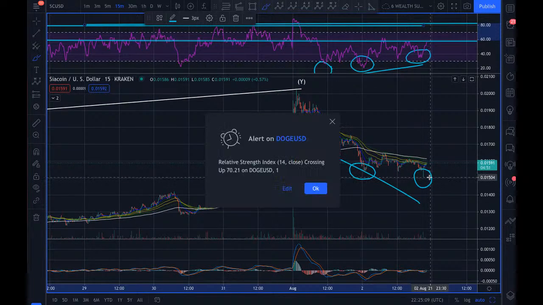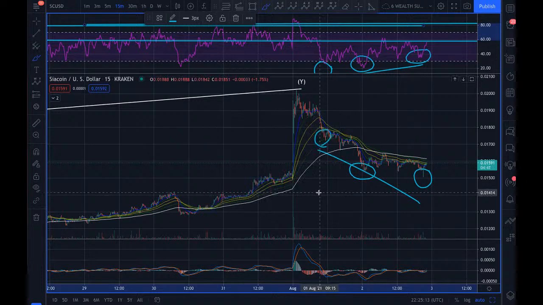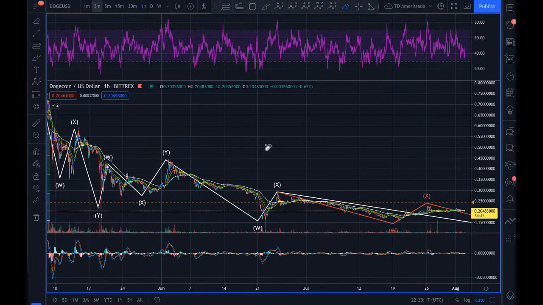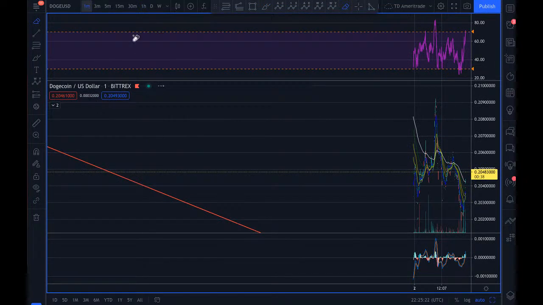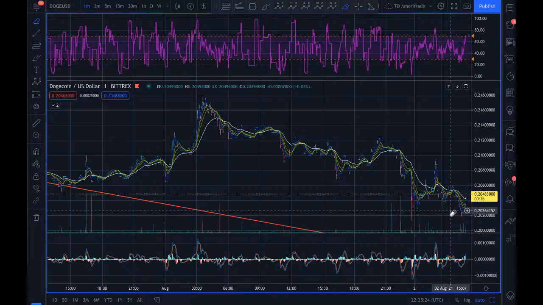Wow, oh geez, Doge alerts going off like crazy. All suddenly. Let's take a look back at Doge and let me alert my secret group really quick. We're live, so what other coins or stocks do people want to see? Let me know in the comments. Doge is crossing up.